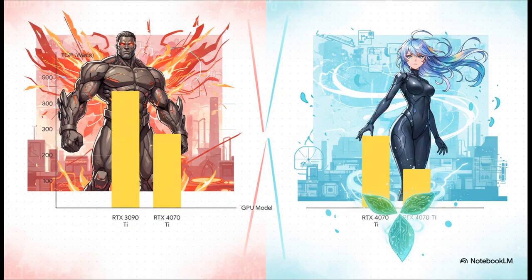But here's the trade-off. All that power comes at a cost. The 3090 Ti consumes a massive 450 watts. This is exactly where the 4070 Ti's modern design really shines, using significantly less power. And what does that mean for you? Well, it means less heat, lower electricity bills, and, frankly, an easier time integrating it into your system.